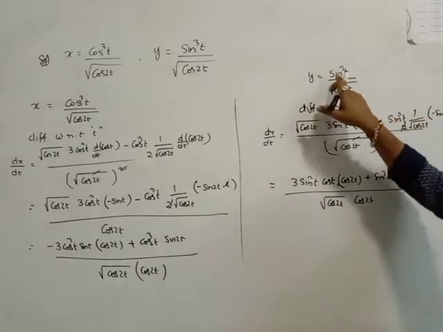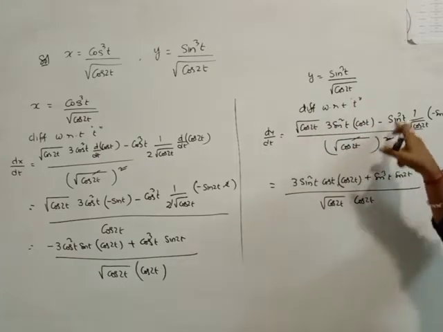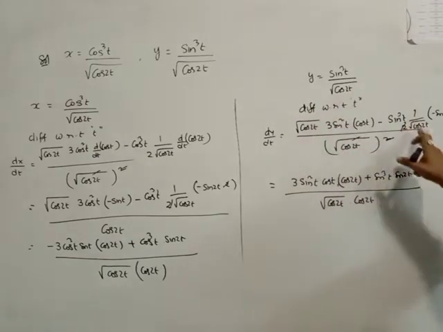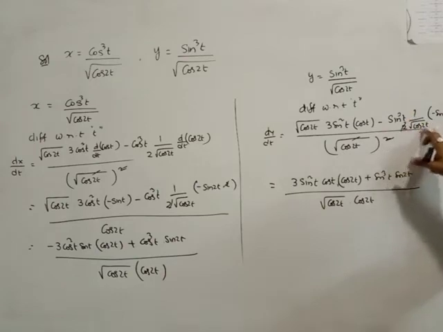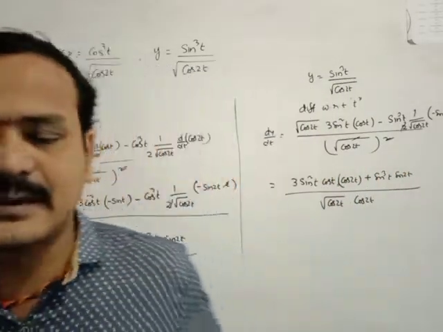So similarly, x cubed means 3x squared, and the derivative of sin t is cos t. Minus sin cubed into root: the first derivative is 1 by 2 root x, into the derivative of x, which means cos 2t, the derivative of minus sin 2t, and the derivative of 2t is 2, so they cancel. This is the way you can find dx by dt and dy by dt.